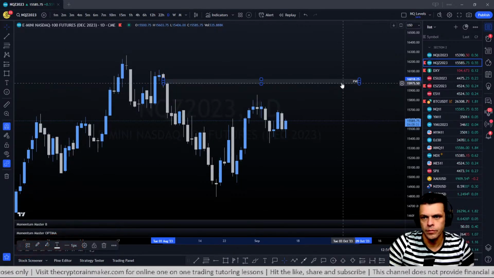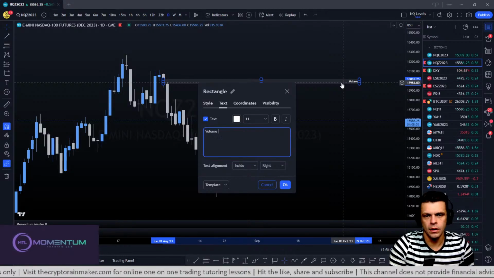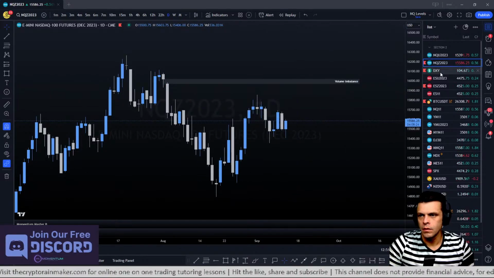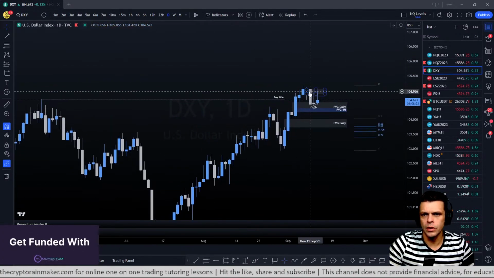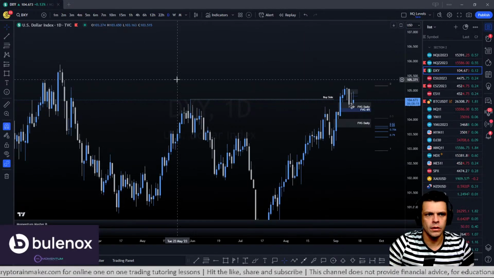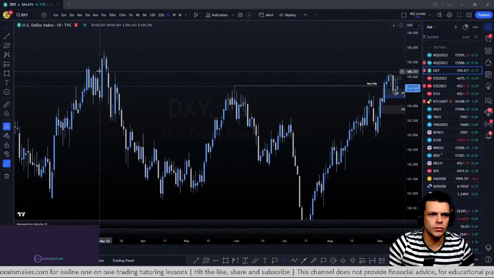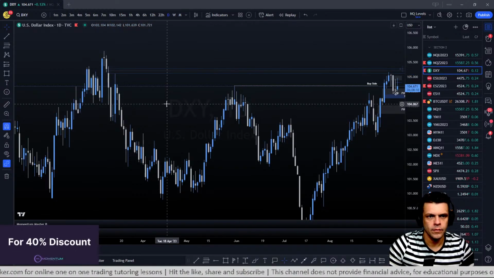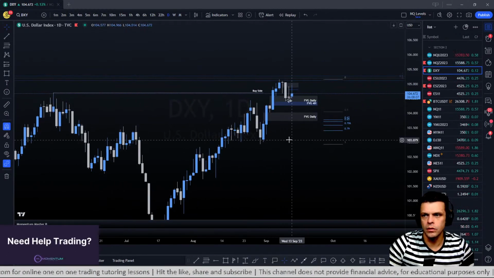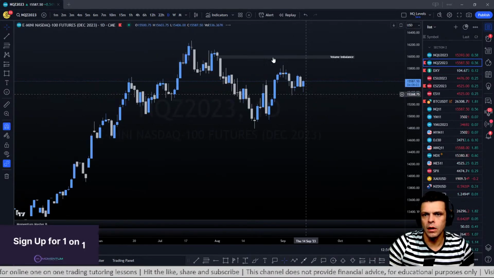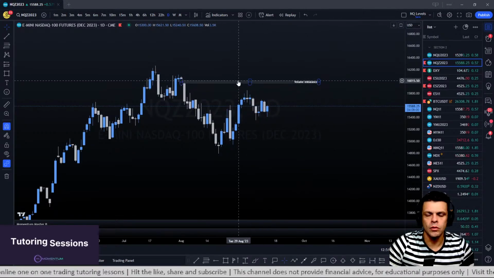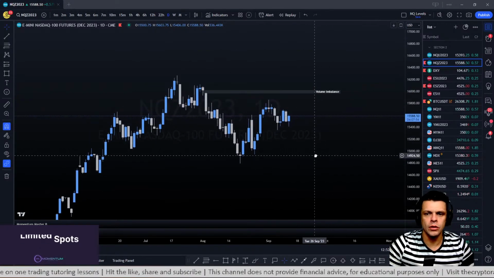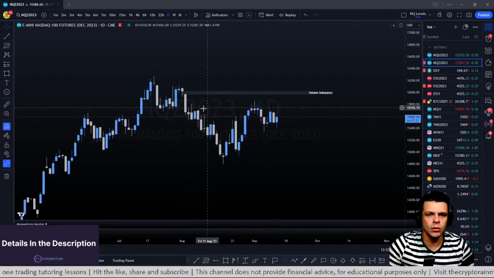Make that gray. This is a volume imbalance. So some of you will remember this little rejection that we had right there was exactly from the volume imbalance that we had right there. Came right to it, got rejected. I'm keeping an eye on that level for somewhere in the future. This will obviously also act as a magnet for price action, as well as the liquidity that we have right here. So price action tends to move towards liquidity or imbalances.